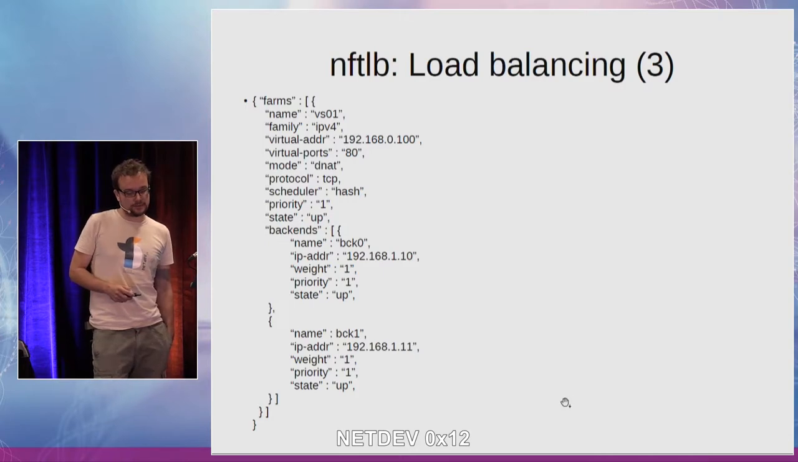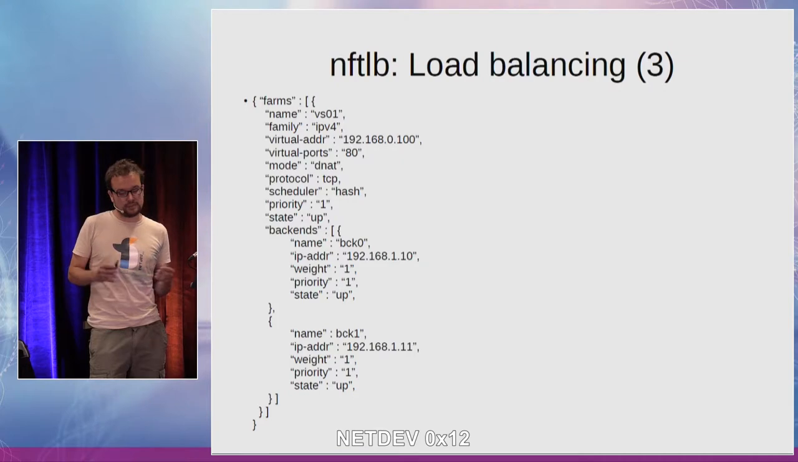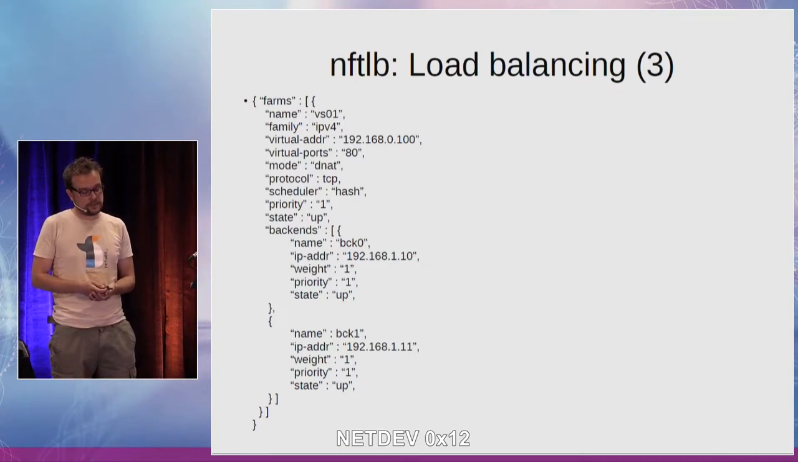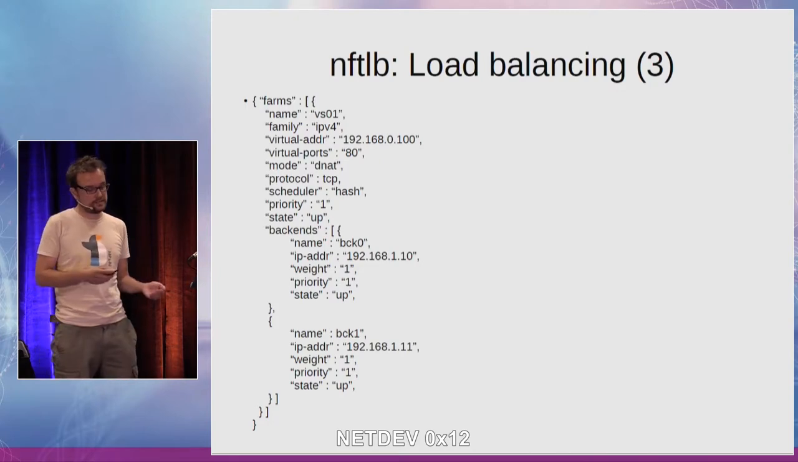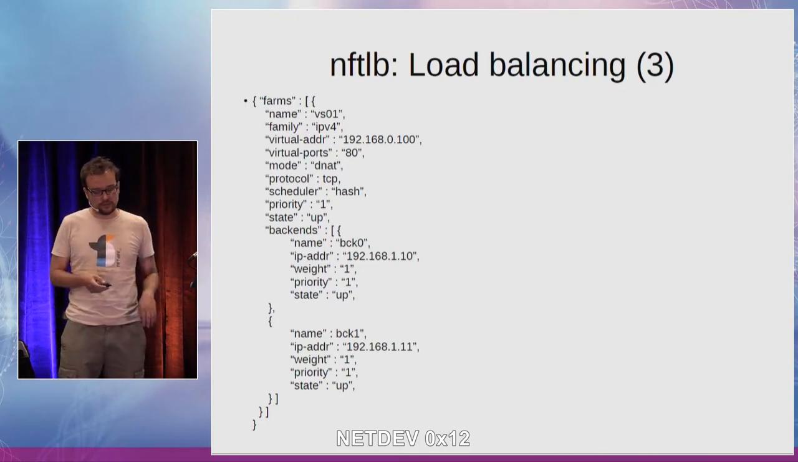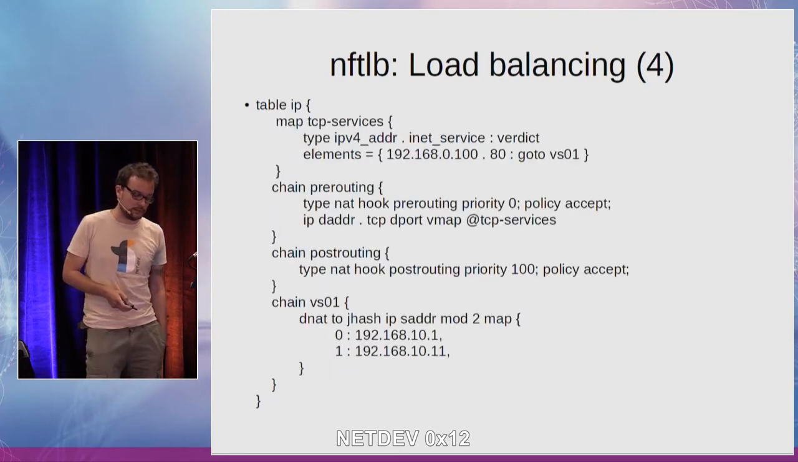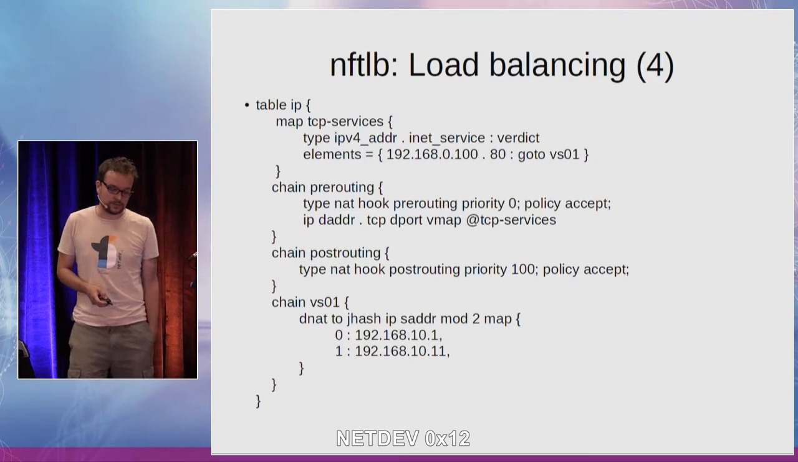You could also use the priority for farms, which allows you to define a high availability scenario. You could have a farm that is going to behave as a primary, and you could define another farm that is going to act as a backup. So if there is a problem in a farm, you're going to fall back to a different farm that is active, that is going to be replacing the one that is failing.